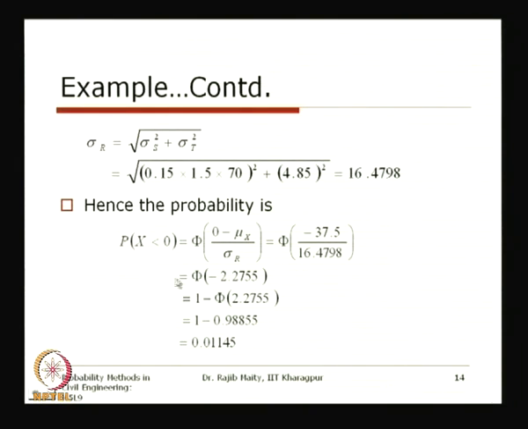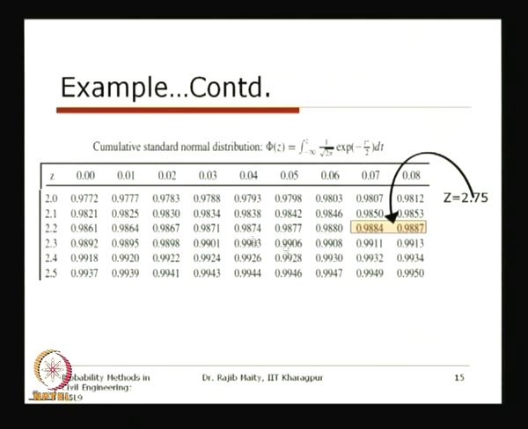Now we can get this from the standard normal distribution table, which, as we discussed in earlier classes, shows how to refer to that table and get the probability. It can also be written as 1 minus phi of 2.2755, due to the symmetry of the standard normal distribution curve. This value is 0.98855, which gives the probability of failure of the column as 0.01145.